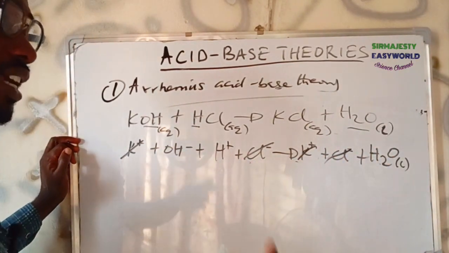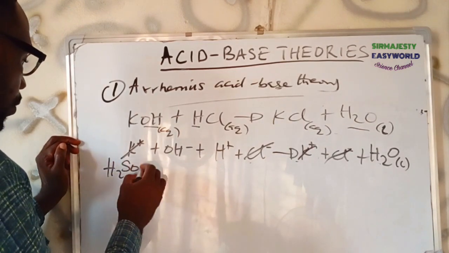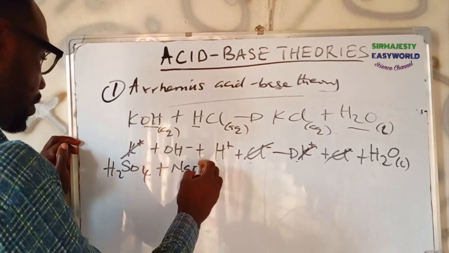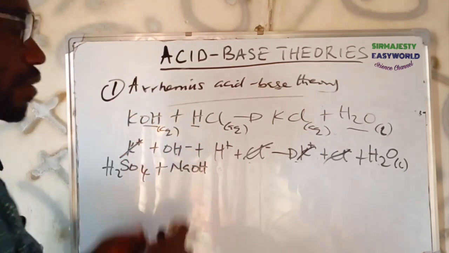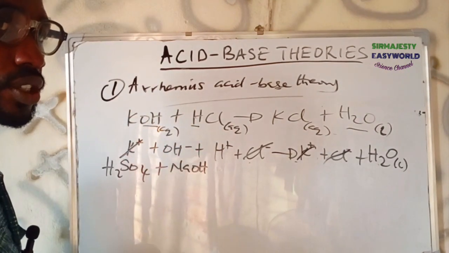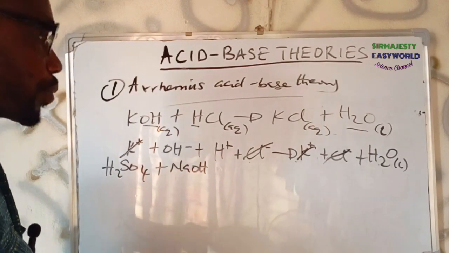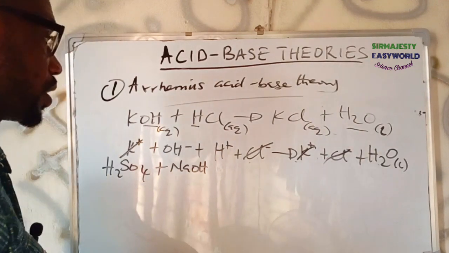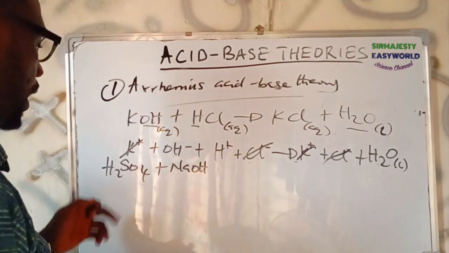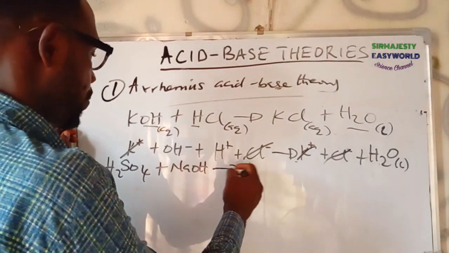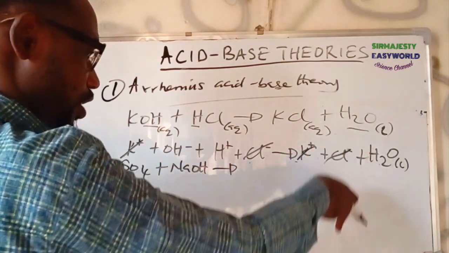Even if I take a look at another neutralization reaction, let's say H2SO4 plus sodium hydroxide, I'll still end up getting this. That is why, according to Arrhenius-based theory, you can define neutralization as the reaction between hydroxyl ion and hydrogen ion to produce water, or reaction between hydroxonium ion and hydroxyl ion to produce water. Let us see if this is true. What are the products gotten? Remember, it will give us salt and water because it's aqueous.